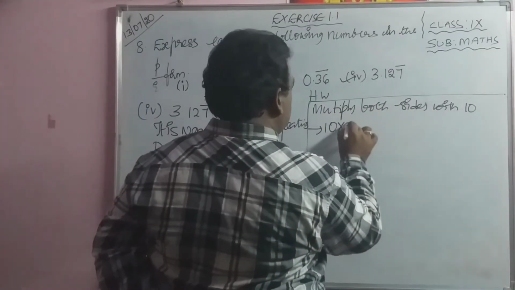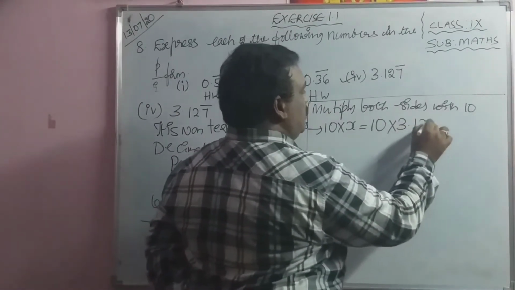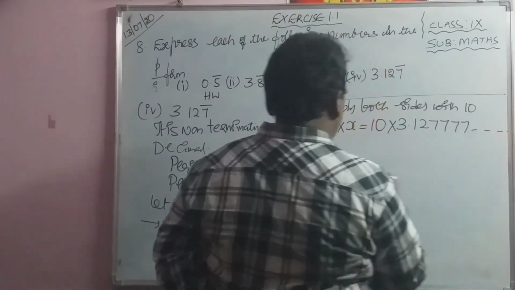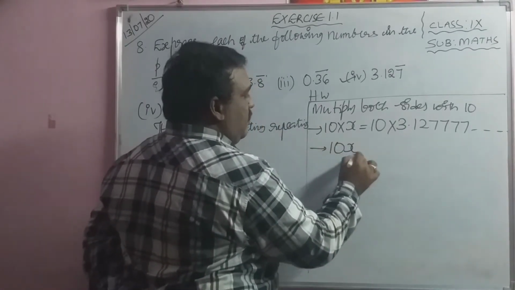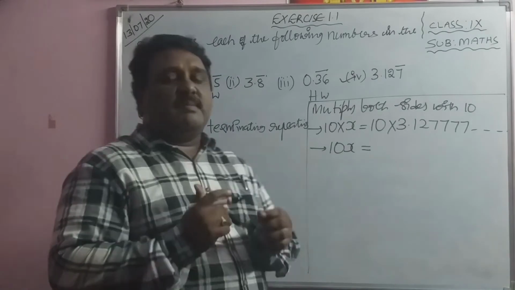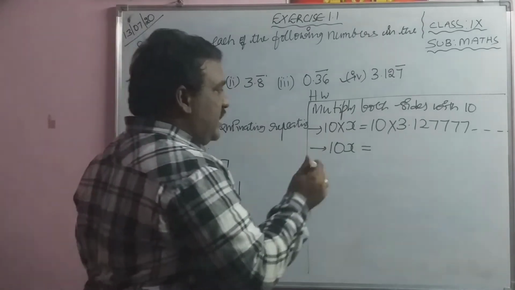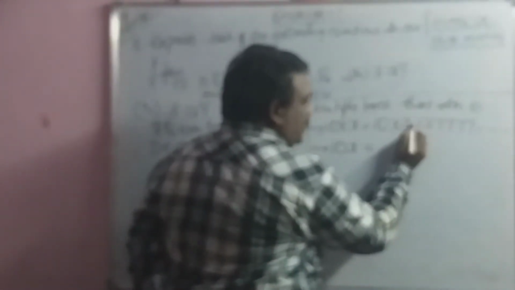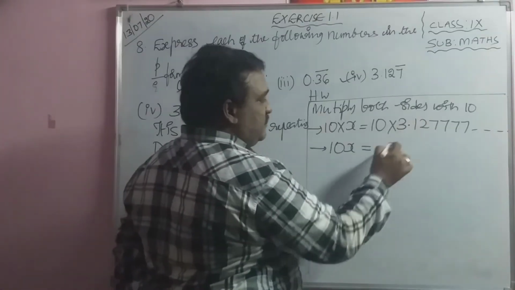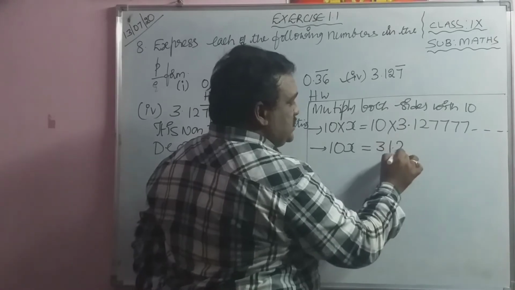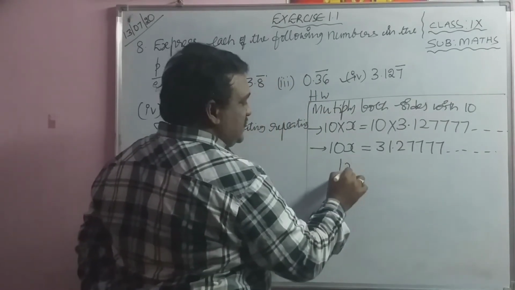10 into x equal to 10 into 3.12777 and so on. So 10 into x is 10x. Multiply with 10. You know the rule for multiplication: the decimal point moves towards the right side. Where is the decimal? After 3. Now it moves one place towards the right side. So we write the decimal as 31.27777 and so on.